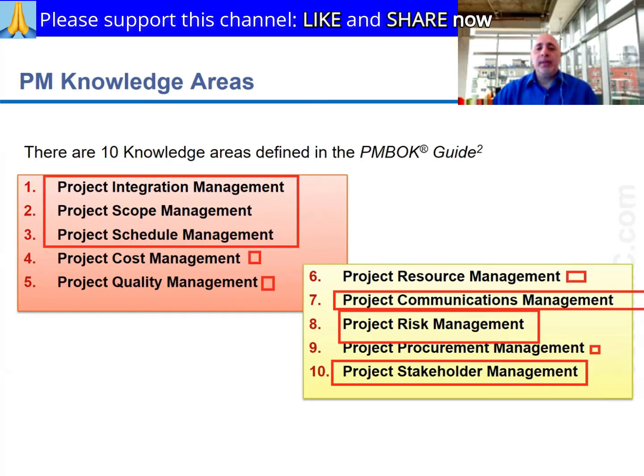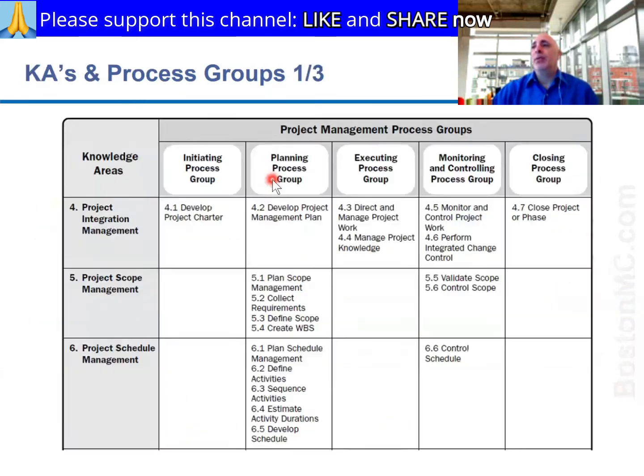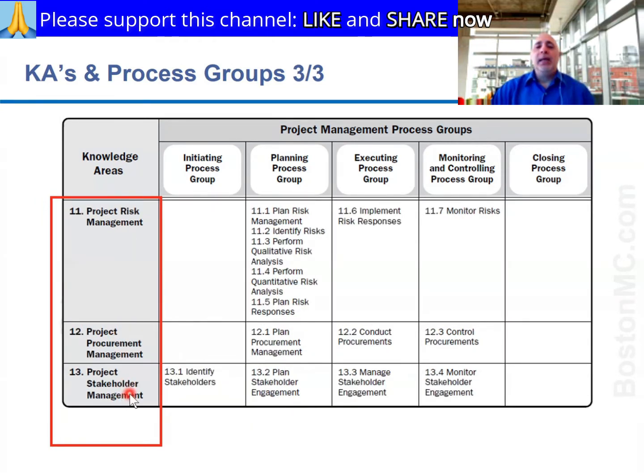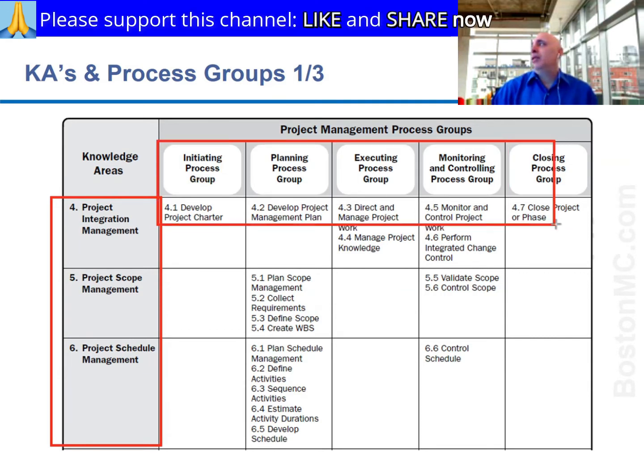So these are the knowledge areas, and all of these knowledge areas fall under specific process groups. Meaning, let me actually move one more slide. On the left-hand side, you will see all of the knowledge areas: integration, scope, schedule, cost, quality, resource, communication, risk, procurement, stakeholder. And then on the top, we have the process groups: initiating, planning, executing, monitor and control, and closing.